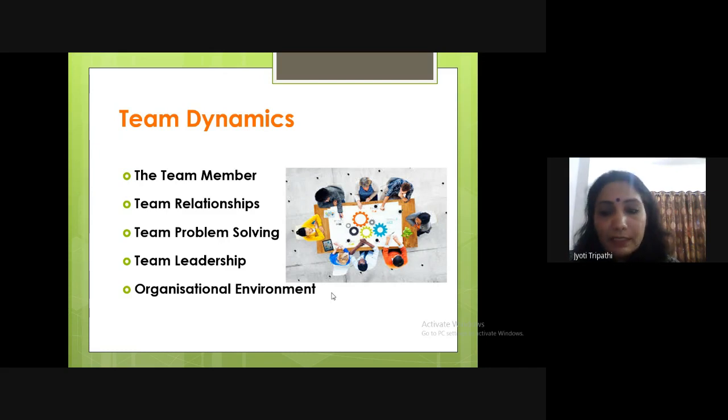Team member means the members who are working in a team. Team relationship is the relationship of team members, and how they interact with each other. How do they coexist with each other?